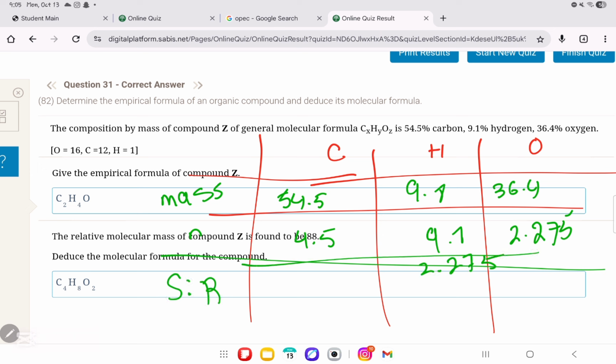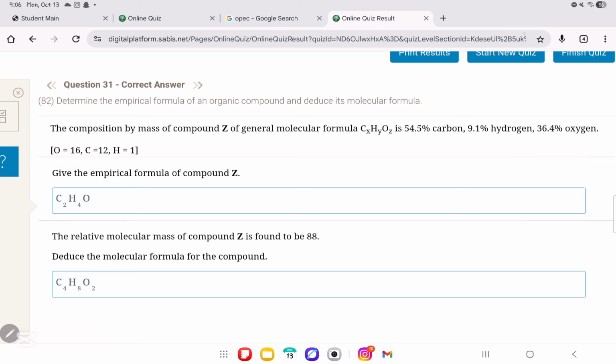Now, we need to find the simplest ratio, so you divide them all by 2.275. So 4.5 over 2.275 is approximately 2. 9.1 divided by 2.275 is 4. And then 2.275 divided by 2.275 is 1. So it's C2H4O. Perfect.